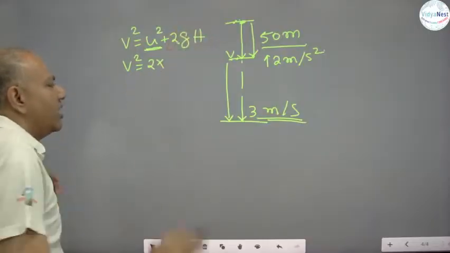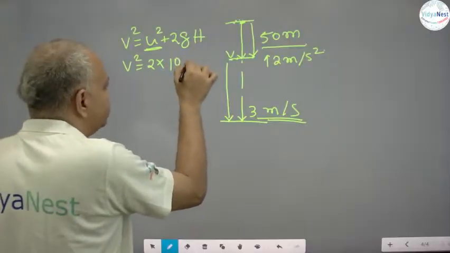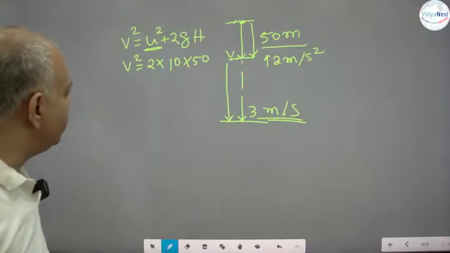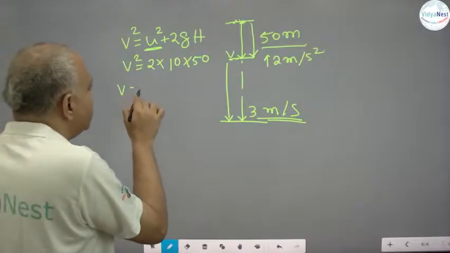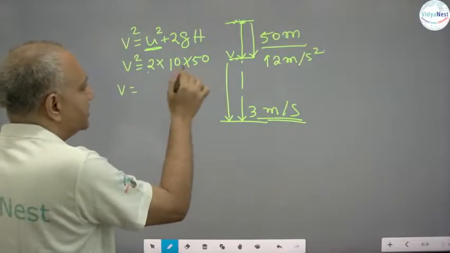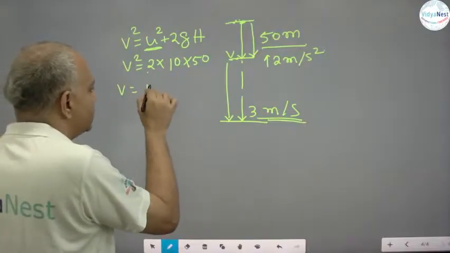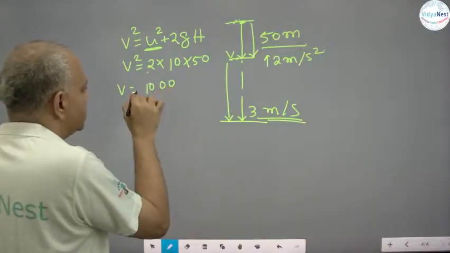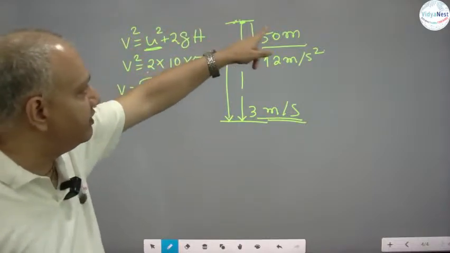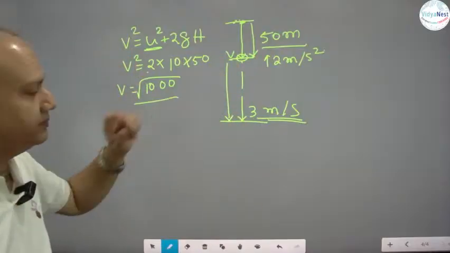Let us take g as 10, so 10 into 50, isn't it? Right? No problem. So therefore the velocity v is equal to what? 50 into 10 is 500, into 2 is 1000. So v is root 1000. This is the velocity. So after free fall of 50 meters, he has achieved this much velocity.